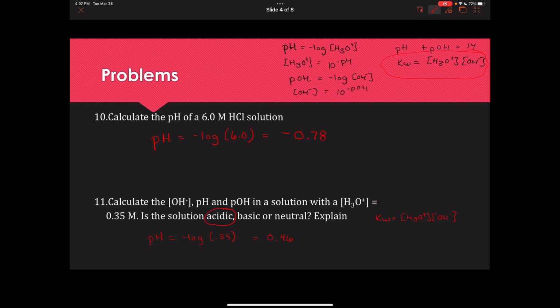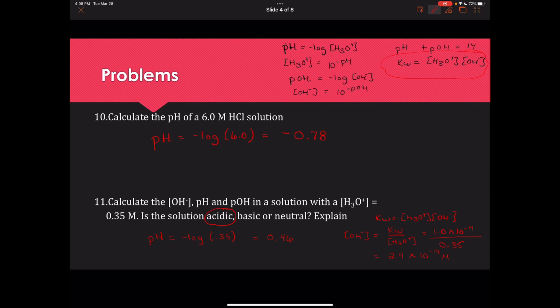I can take that Kw equation and rearrange it to solve for my hydroxide, so that hydroxide equals Kw over my hydronium. Kw is a constant. It's 1.0 times 10 to the negative 14th. My hydronium concentration was 0.35. So I'm going to get a hydroxide of 2.9 times 10 to the negative 14th molar. Again, checking to make sure things make sense. In an acidic solution, hydroxide should be less than 10 to the negative 7th. So here I definitely have something less than 10 to the negative 7th. This represents an acidic solution.